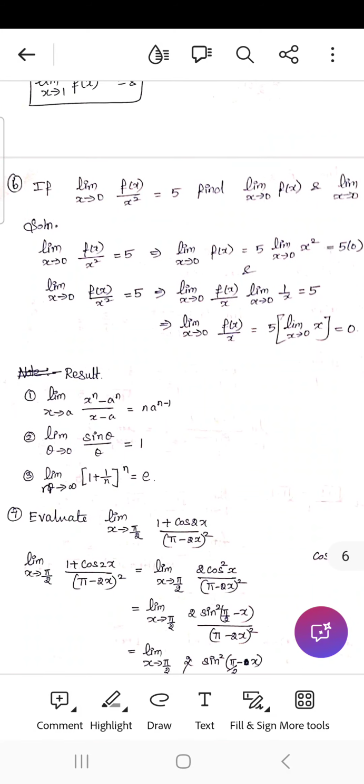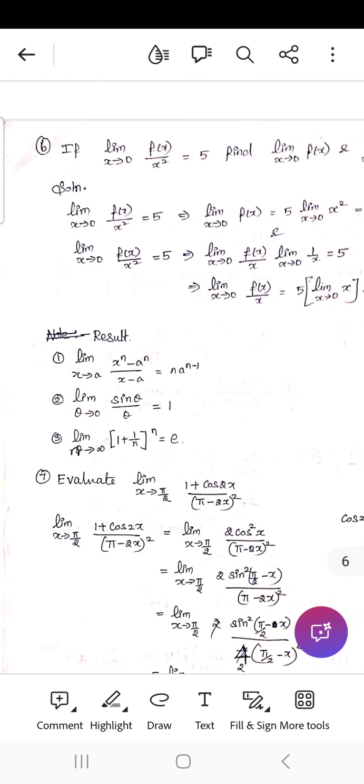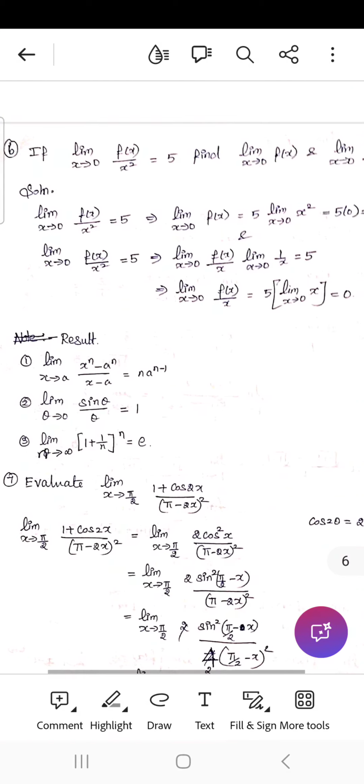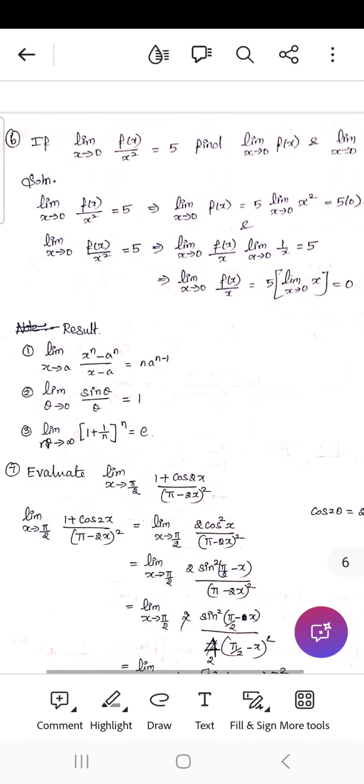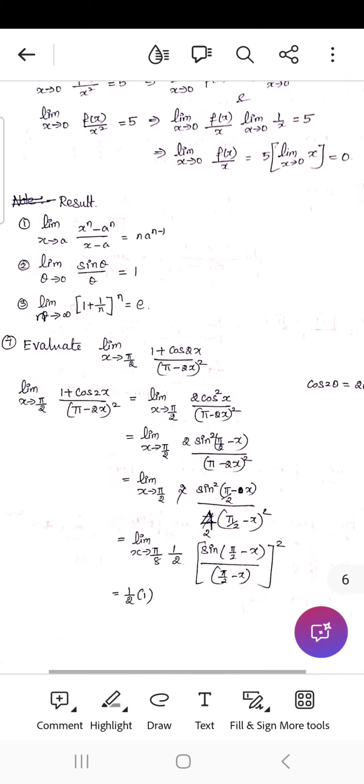Next one is, if limit x tends to 0, f of x by x square equal to 5, find limit x tends to 0, f of x, and limit x tends to 0, f of x by x. Limit x tends to 0, f of x by x square equal to 5, which implies limit x tends to 0, f of x equal to 5 into limit x tends to 0, x square. Substituting x equal to 0 in this equation, that is 0. Therefore, limit x tends to 0, f of x by x equal to 0.